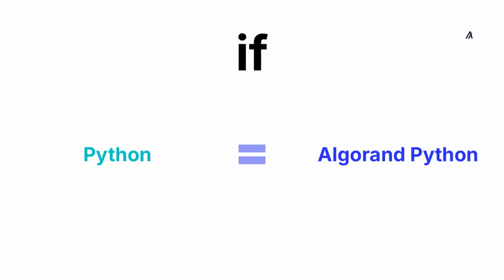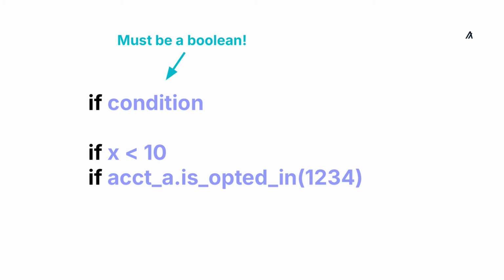If statement in Algorand Python works the same as native Python. If you're not familiar with how if statements work in native Python, definitely check out online Python tutorials and circle back to this video. The conditions of the if statement must be an expression that evaluates to a boolean.